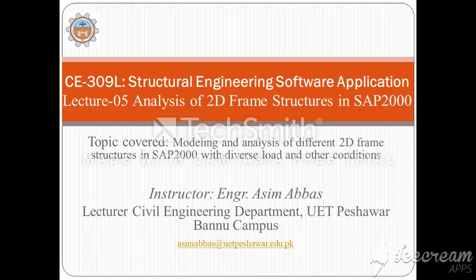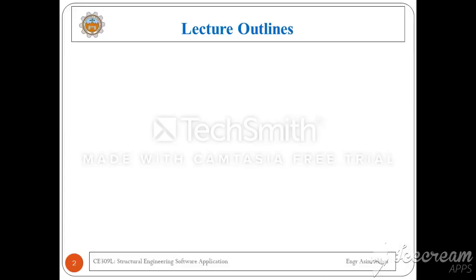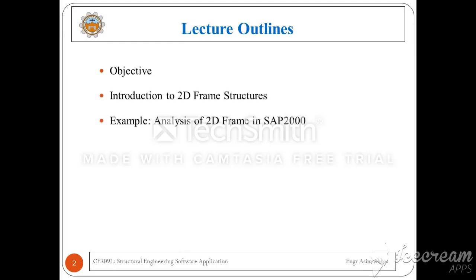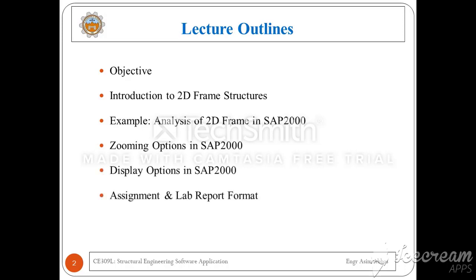This is lecture number 5 and it is about analysis of 2D frame structure in SAP 2000. Lecture outlines are the objective of this particular lecture, introduction to the 2D frame structures, analysis of 2D frame structure in SAP 2000 by solving a very typical example, then some zooming and display options in SAP 2000 will be discussed, assignment and lab report format, and at the end some examples are given for student practice and I will solve one example in SAP 2000 for student understanding.